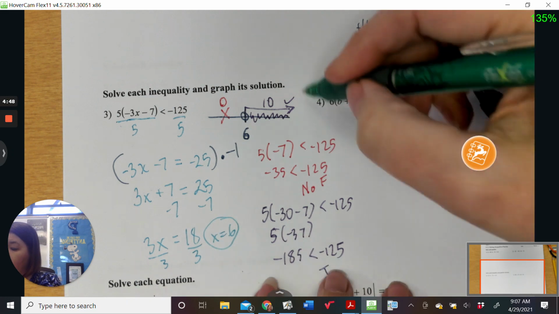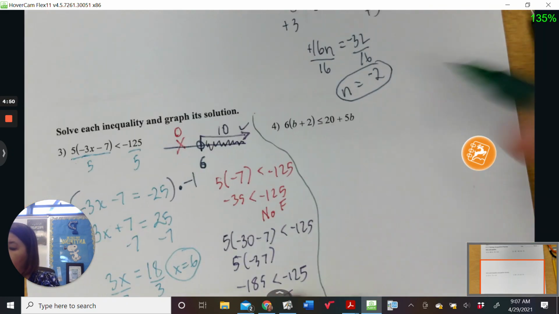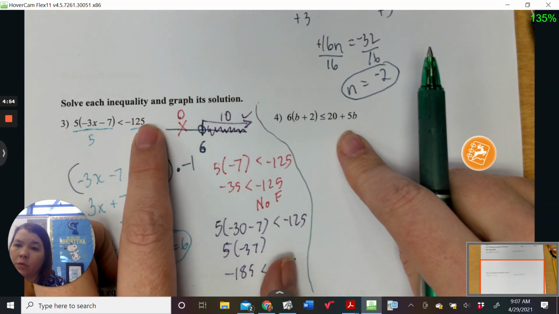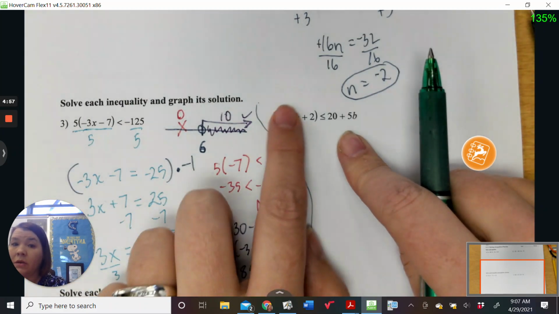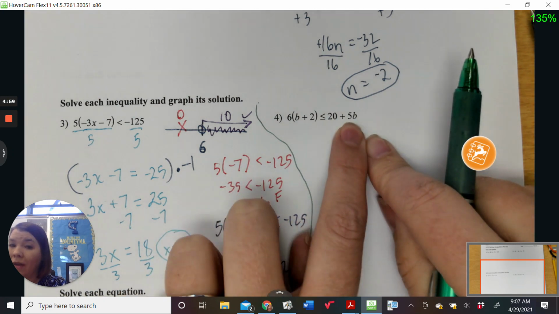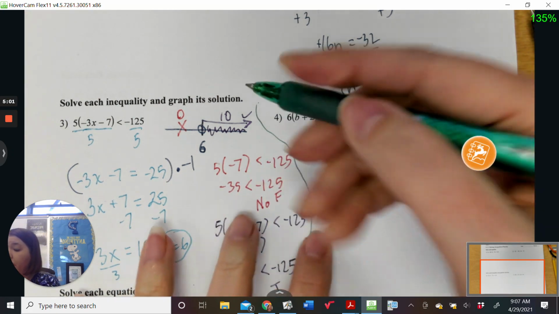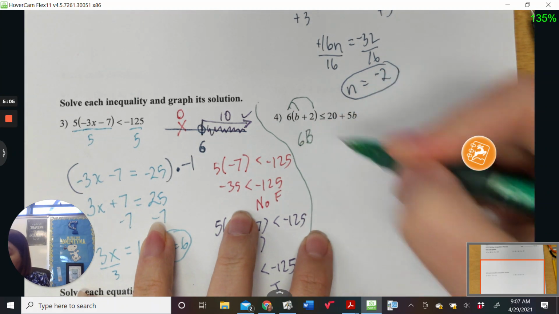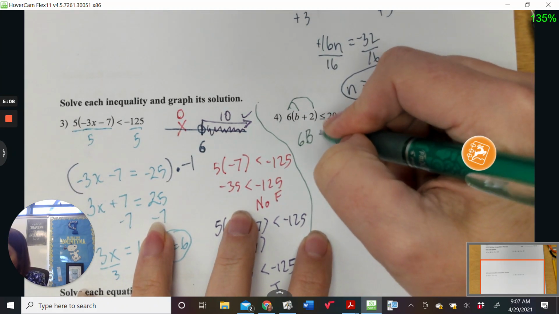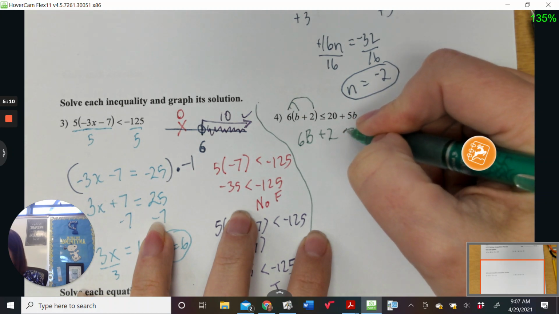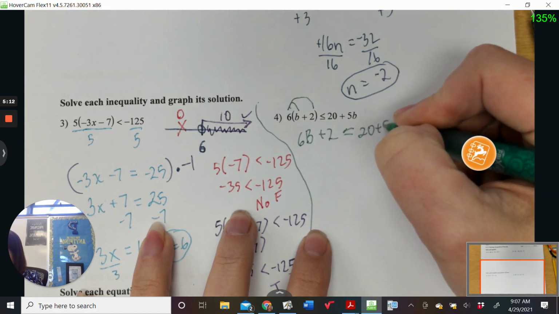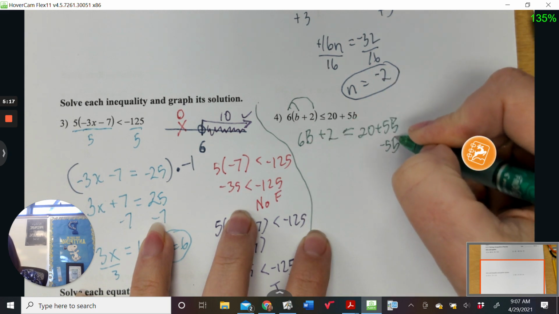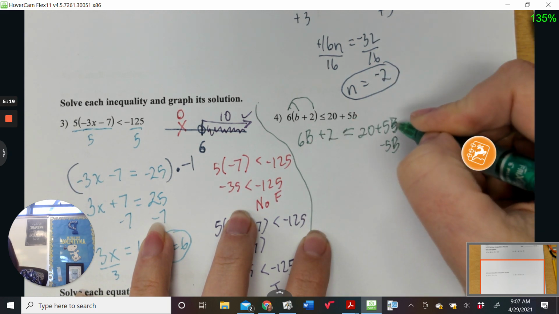So number 4, I'm not going to divide by 6. The reason I could divide by 5 is 5 goes into 125 and therefore makes the problem easier, but 6 does not go into 20 or 5, and so dividing by 6 will make this problem harder. So I will distribute on this problem. 6 times capital B, my lowercase b looks too much like a 6, plus 2, which is equal to 20 plus 5b, minus 5b from 6b. Can't be consistent though.